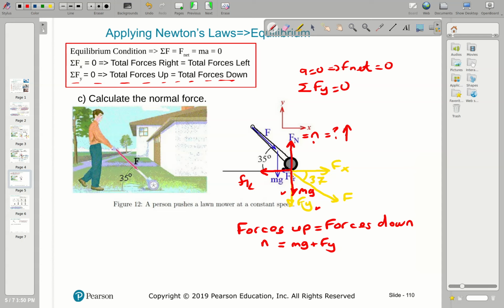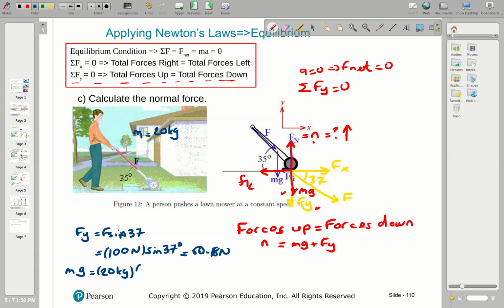What would that give me? Let's calculate Fy. Let's say Fy is F sine 37. And that's equal to, well, let's put in some more numbers for you folks. 100 Newton is F times sine 37 degrees. And that will give me 60.18 Newton. Okay. mg, 20 kilograms was the mass. Let's remember that. The question told us that the lawnmower had 20 kilograms, times 9.8 meters per second squared.